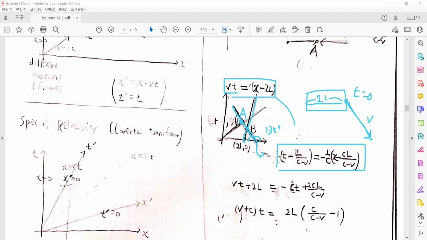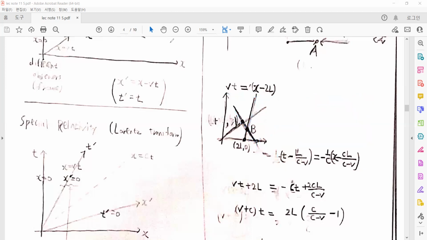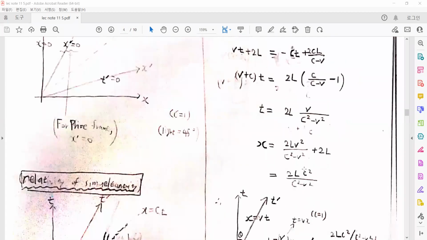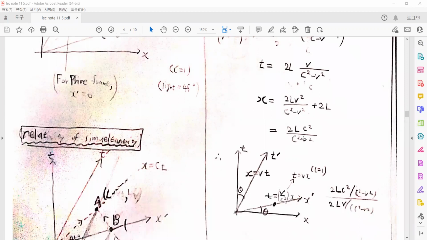So by finding the intersection point of these two linear relations and solving such an equation, we can find the event B in the space-time diagram with time t and x. And there will be some dependence on the velocity v and this distance r. Also we can set c equal to 1, but I just leave it like this in the formula.